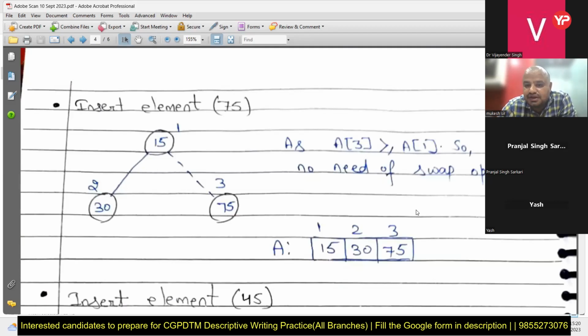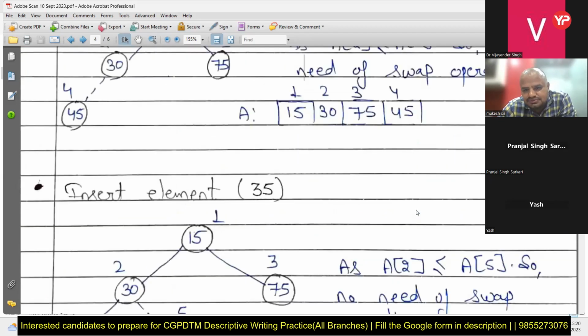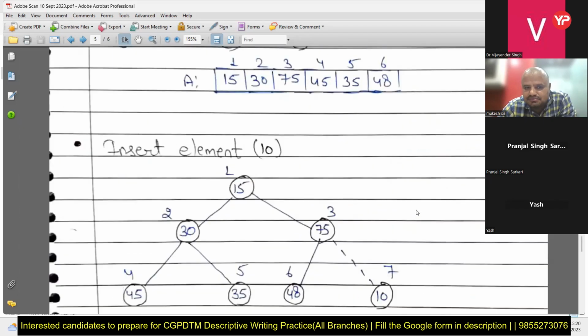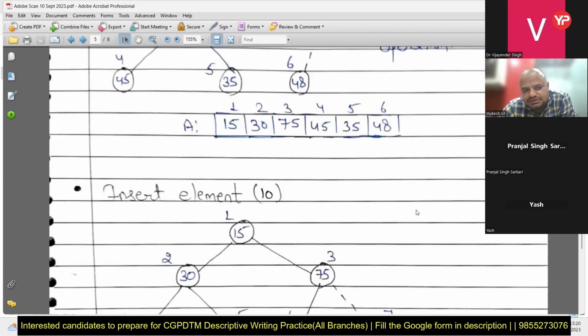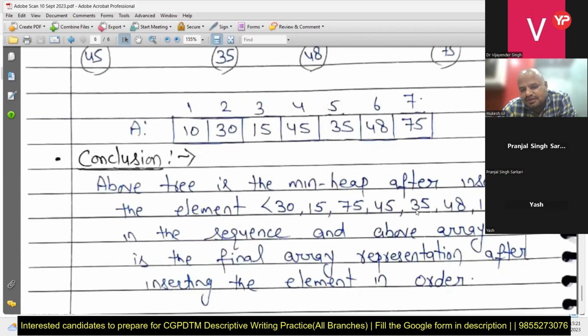Again, in the next part also, I mentioned no need of swap because this property is satisfied, that is A of 3 is greater than A of I. So no need of swap. And again, mentioning the final array representation. Fine, my dear students. In this way, I'm mentioning all the subparts or all the insert elements. And finally, the conclusion part is there.